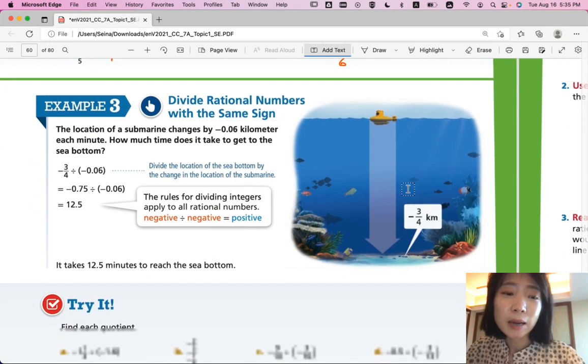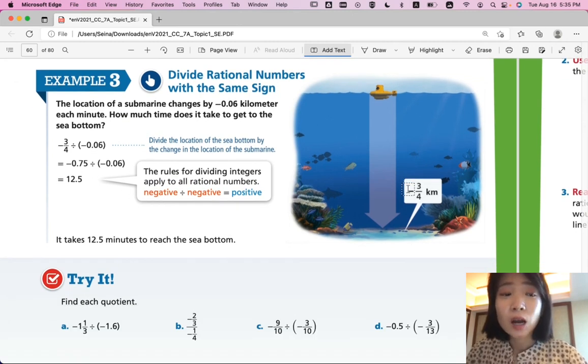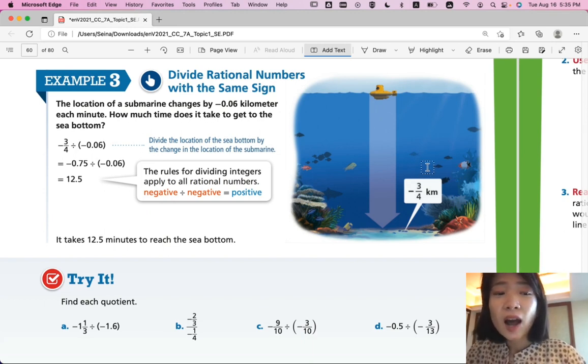Example 3. Divide rational numbers with the same sign. The location of a submarine changes by negative 0.06 kilometer each minute. How much time does it take to get to the sea bottom? You know that the sea bottom from the picture is negative 3 over 4 kilometers. So you can divide negative 3 over 4 by negative 0.06 to see how many minutes it takes for the submarine to get to the sea bottom.